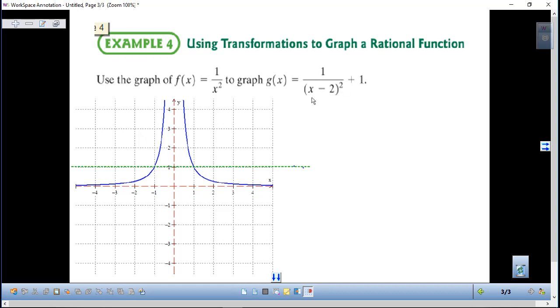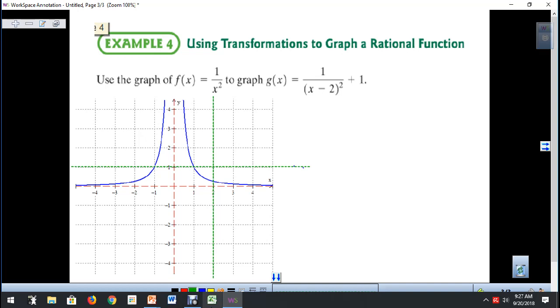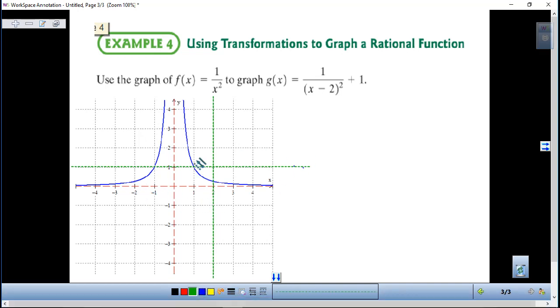Well, remember, it's inside, so it's going to shift everything to the right, opposite the way the sign would go. So our new horizontal, or vertical asymptote would be going over 1, 2. So it's going to go right down through here. So now we can see how our graph behaves around the horizontal and vertical asymptotes here, and we can do very similar to what it's going to do there.